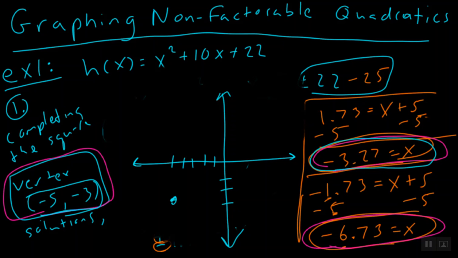We know that it's going to be a little bit to the left of negative 3, but not all the way to negative 4. So we can go 1, 2, 3, and just a little bit past it. Okay? And then here, negative 6.73, we're going to negative 6 and then a little bit past it. So let's see, 1, 2, 3, 4, 5, 6, 7. Well, we're going just a little bit past it right there. And now we have graphed our non-factorable solution.